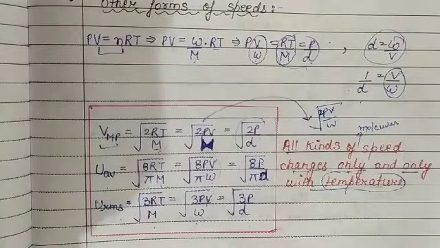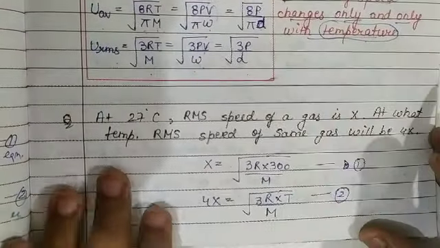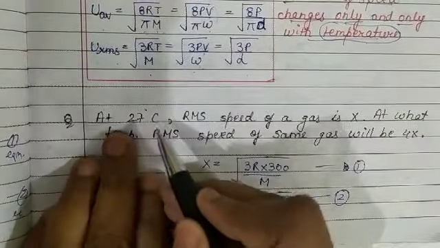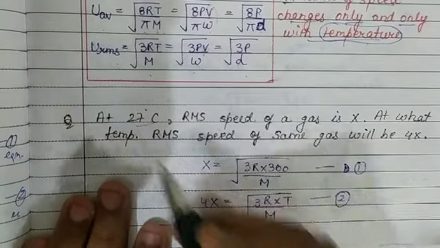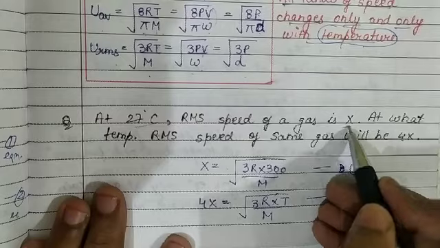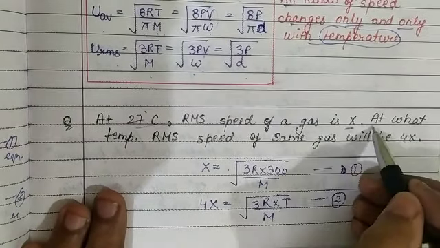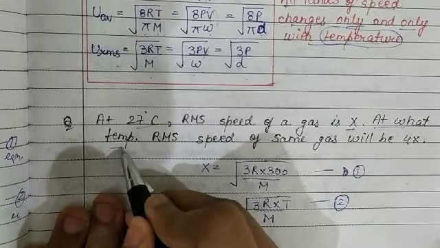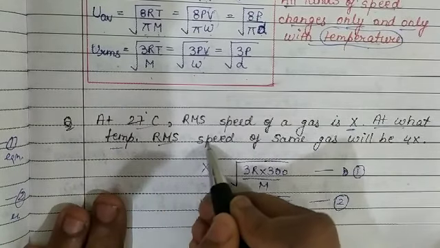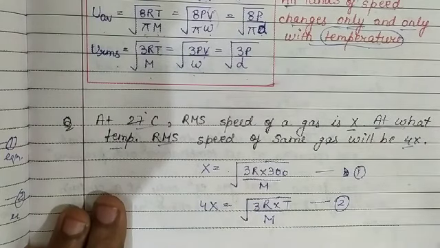See the next question. The question is, at 27 degrees Celsius, the RMS speed of a gas is X. Now the question is, at what temperature will the RMS speed of the same gas be 4x?